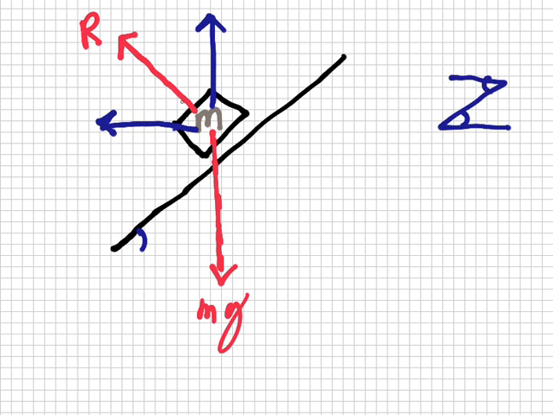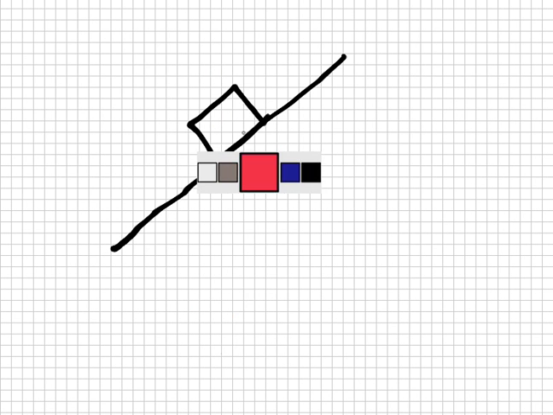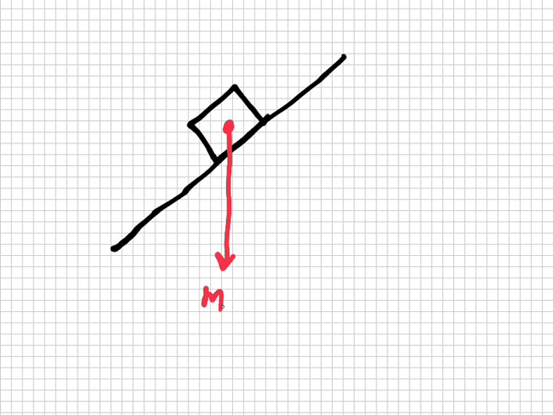I'll draw it again just to make it a bit clearer. You don't need to remove yours. I'm just drawing it again to make it clearer. Okay, so firstly, mg, and then here I'll do R, so I can break it up into this direction and this direction.